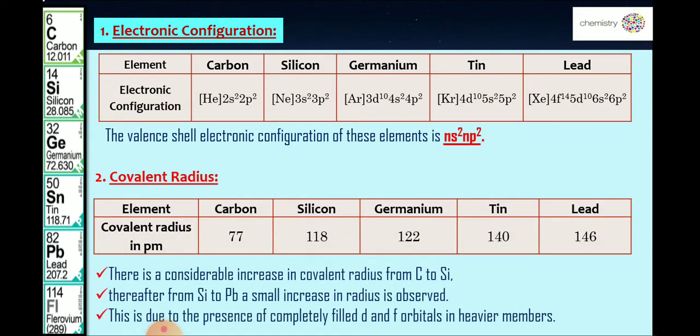Look at the trend in the covalent radius of group number 14. Carbon is 77 picometer, silicon 118 picometer, germanium 122, tin 140, and lead 146 picometer. That means when you move down the group, the covalent radius increases.